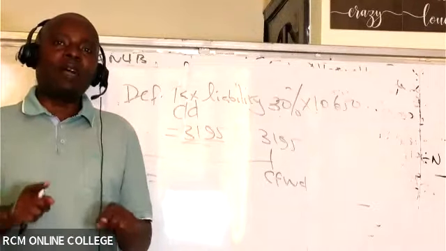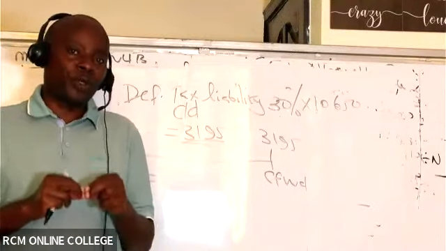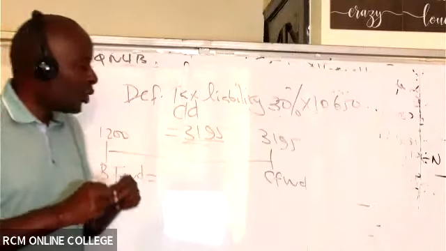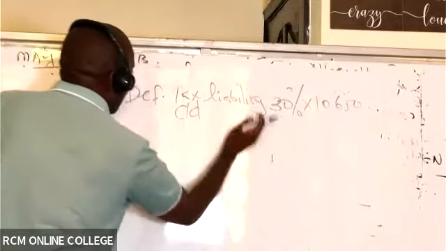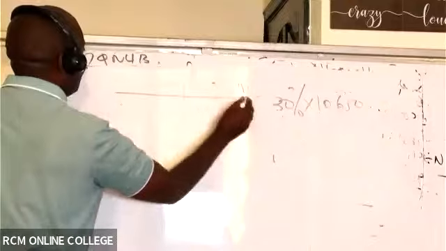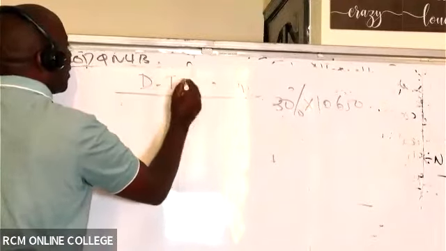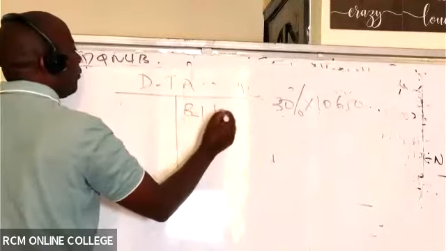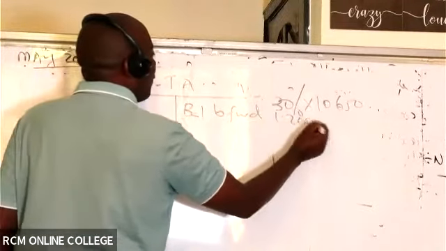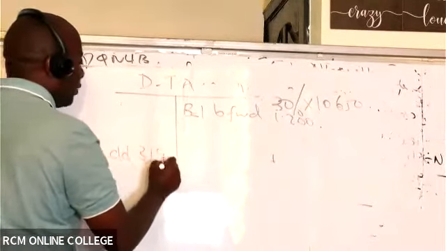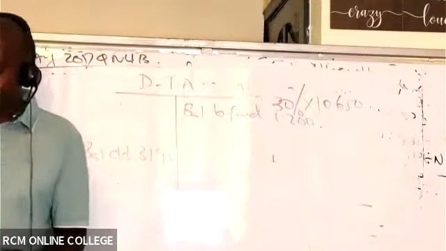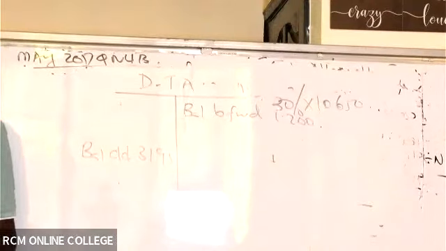However, we have issues to do with revaluation. So let's do the deferred tax account. Deferred taxation account. In this case, balance brought forward of 1,200. Balance carried down of 31, was it 3195? I can't remember very well. What do we have as balance carried down? Is it 31 something?